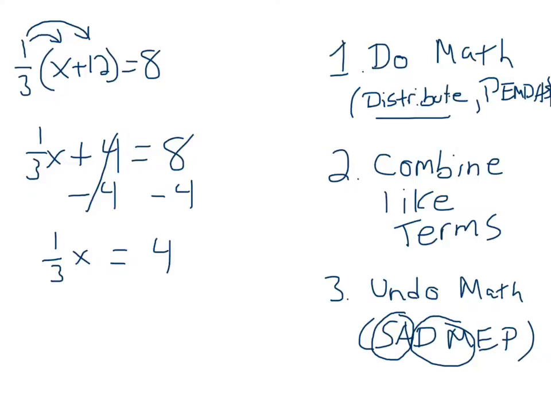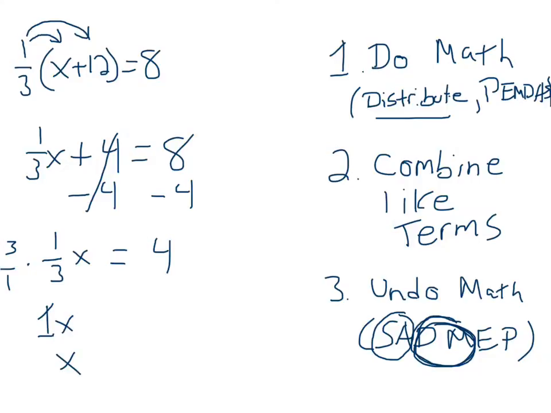So now I don't see any more subtraction or addition, and so now I can move to that division multiplication part of SADMEP. And so I see that I'm multiplying x by 1/3, and what we've talked about a couple times already now is that I can multiply by the opposite. I can multiply by the inverse. I can flip the fraction over and multiply, and 3/1 times 1/3 is just a 1. And that leaves me with 1x, or just x.